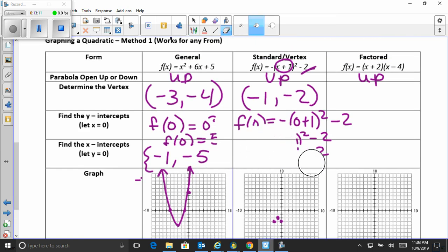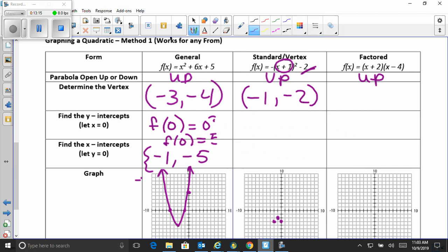Now, I already know this is going to be no solution. We're not going to be able to solve it, not in the real number system. I know that because I know that my parabola is going down. I can see it's not going to cross the x-axis. But if I wasn't sure, if I was just going through the motions and solving it, not really thinking about it as I was graphing, I would set that equal to 0.